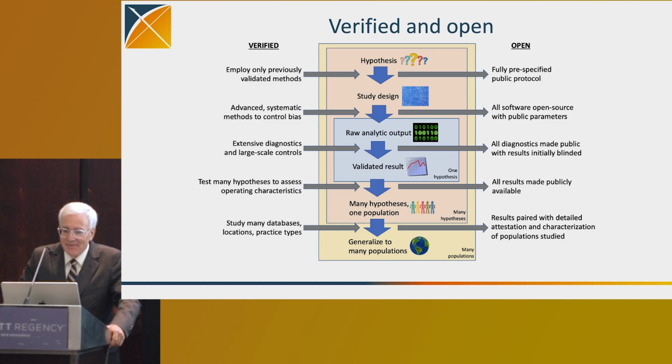On open, we want to have a fully specified public protocol for our study, so we can't cheat on it later on when we don't get the answer we like. All our studies and all our software are open source, with public parameters, so people can repeat our experiment. We share all our diagnostics, even before we see our study results, so other people can see that we passed. Then we share all our study results, so we are less subject to publication bias. And we enumerate where we ran the study, like the characteristics of the databases we used.